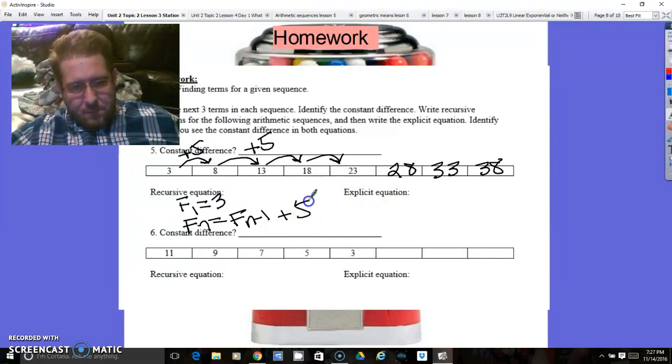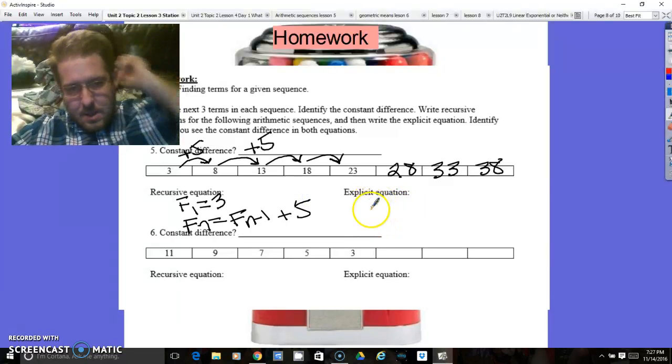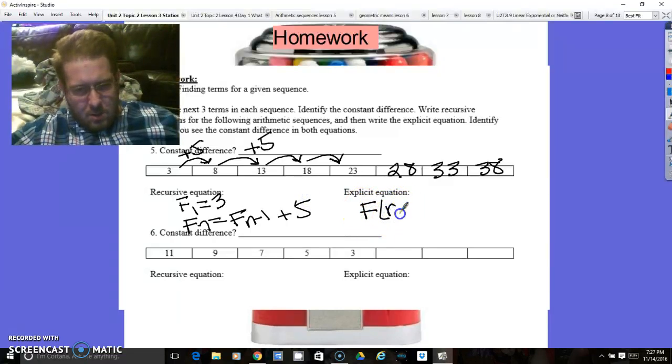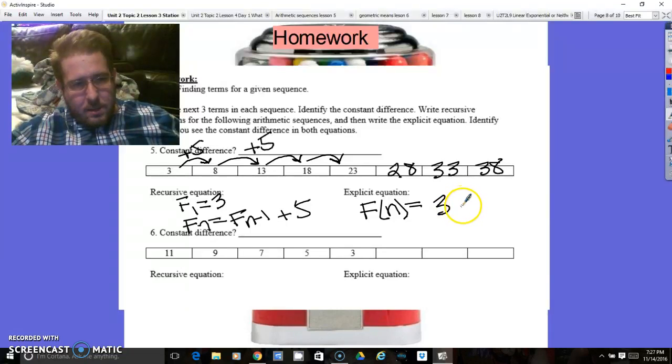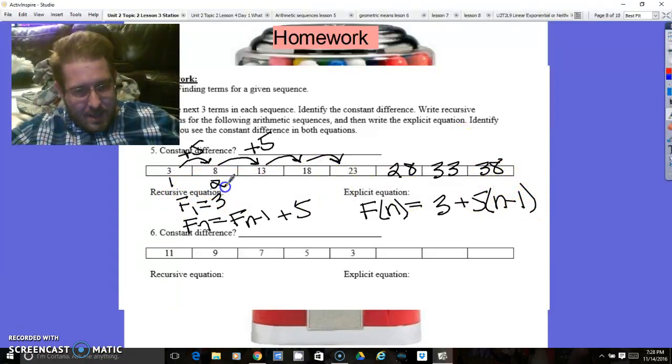If I want to find the explicit formula, I would say that in this case, f of n, I'll use function notation here. f of n is equal to a starting point, which in this case is 3, and it's linear, so we're adding 5 times the n minus 1 term. So just double check. That's assuming that this is the first term. That's why I use 5 times n minus 1. So I'm trying to find the second term. 2 minus 1 will be 1, times 5 is 5, 5 plus 3 is 8.